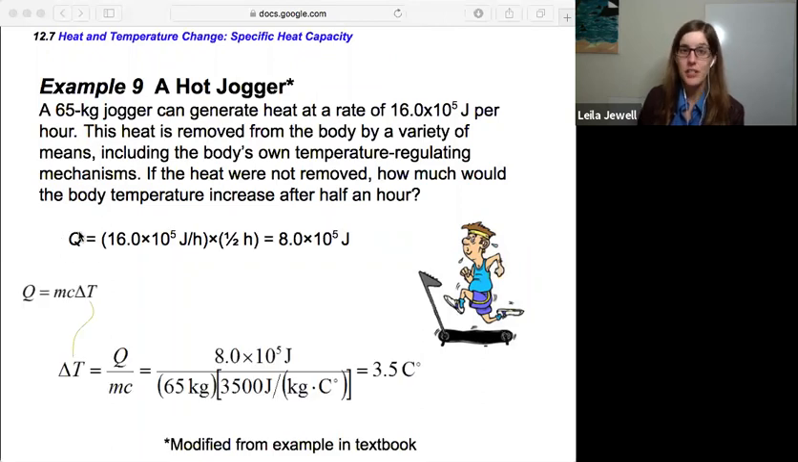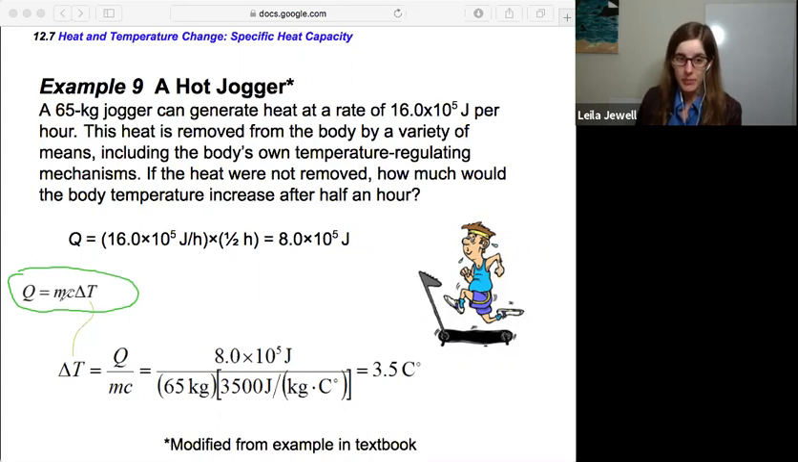So if we want to find Q, that's once again going to be that 16 times 10 to the fifth joules per hour times half an hour. The hours cancel out, so we get half of 16 is 8 times 10 to the fifth joules. That's our Q. And now we're going to go to the equation for the heat supplied or removed in order to change the temperature, Q equals mc delta T. And we want to solve for delta T.